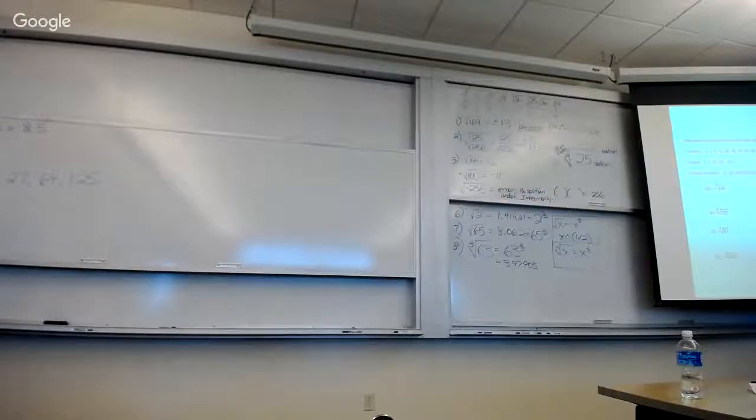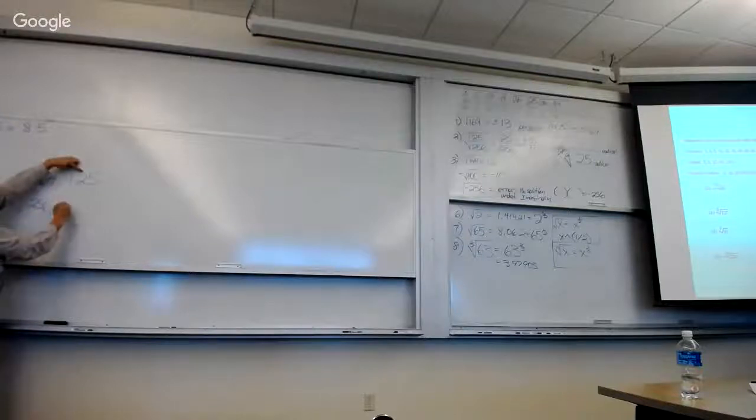Because this is 1 times 1 times 1, so if I multiply it times 1 again, I get 1. And this is 2 times 2 times 2, so if I multiply by 2 again, I get 16. And this is 3 times 3 times 3, so if I multiply by 3 again, I get 81. And this is 4 times 4 times 4, so if I multiply by 4 again, I get 256. And then 125, I just multiply by 5 one more time, and I get 625.